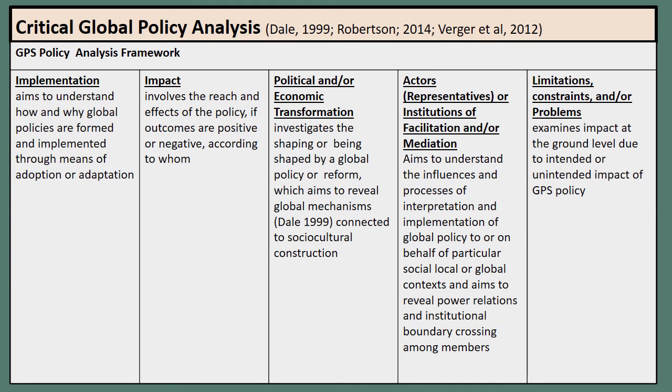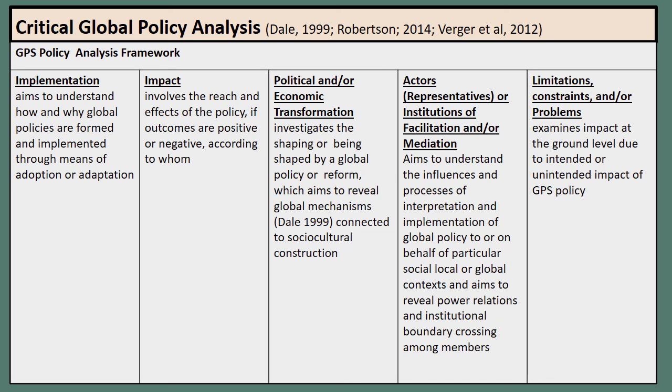So this global policy analysis includes an implementation component that aims to understand how and why global policies are formed and implemented through means of adoption or adaptation. The GPS analysis also includes an impact component which involves the reach and effects of the policy, if outcomes are positive or negative, according to whom.